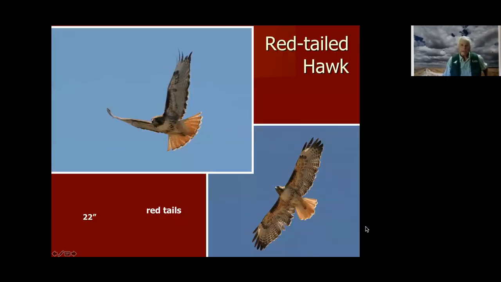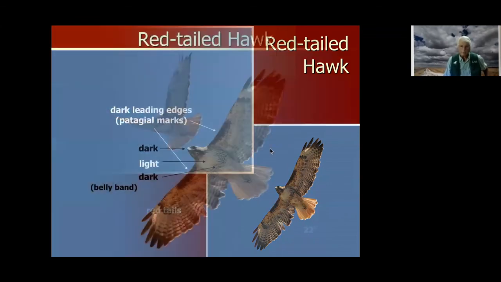When the bird's in the air, if you can see a red tail, no doubt it's a red-tailed hawk. You might even be able to see the dark, light, dark pattern if you get a good enough look at it while it's flying over.